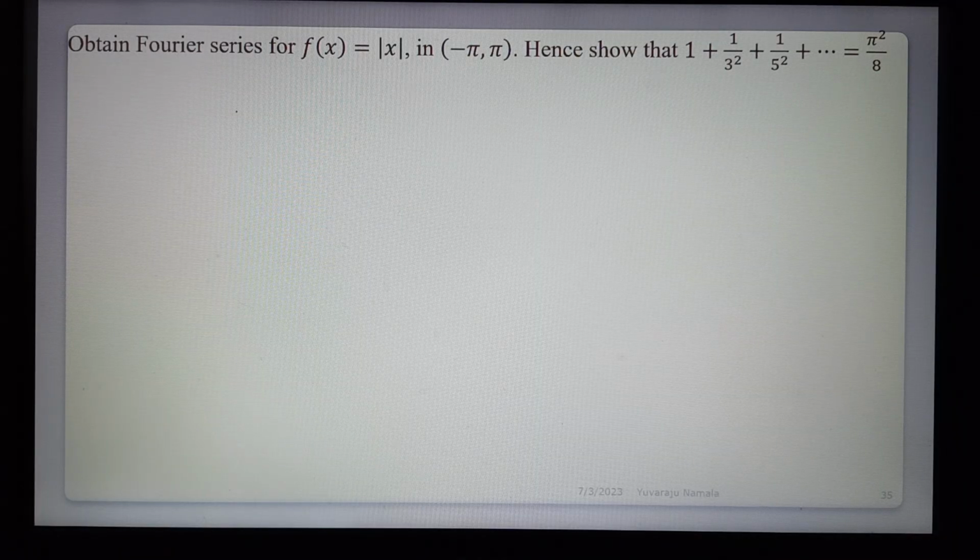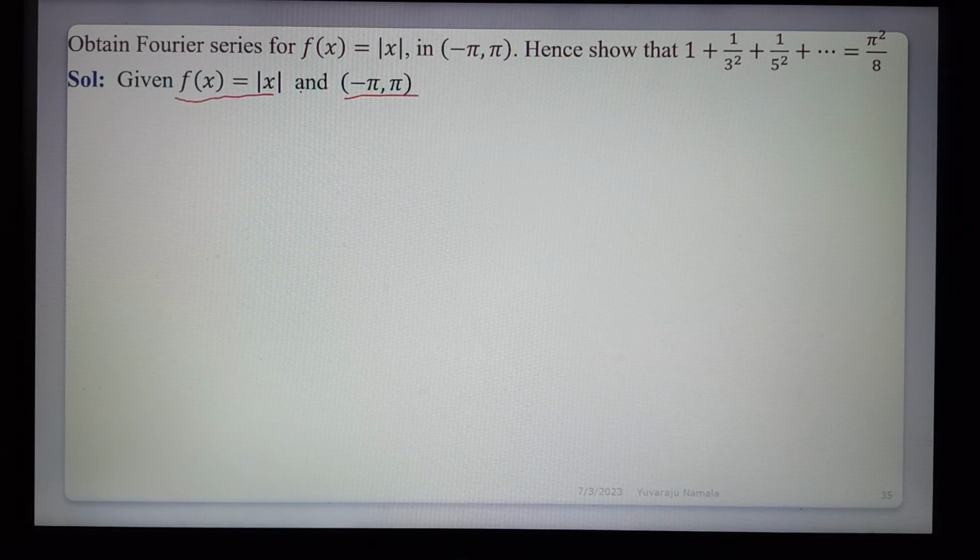Obtain the Fourier series for f(x) = |x| in the interval (-5, 5). Hence, show that 1 + 1/3² + 1/5² + ... up to so on = π²/8. This is an important question. So, the given function is f(x) = |x| in the interval (-5, 5).